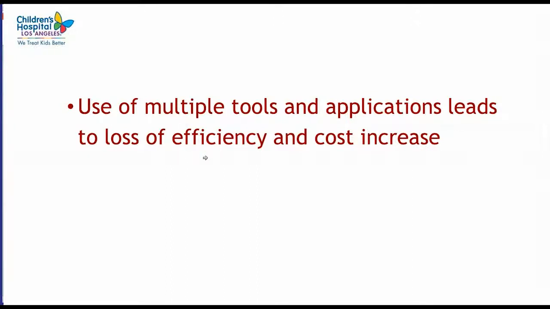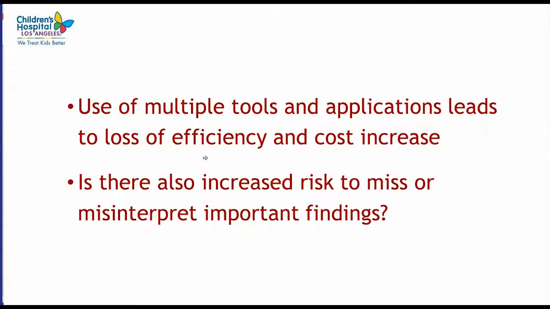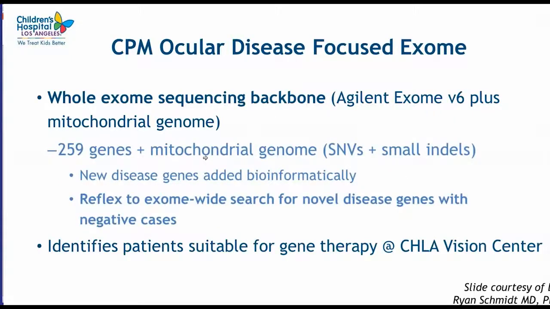But what I also want to illustrate with today's talk is that by doing this disparate, separate review of copy number variants and sequence variants, you may actually miss or misinterpret some important findings in your patient. So to illustrate the second point, I would like to start with some cases that are coming from our ocular disease-focused exome. This is a test that we offer at CPM to make a diagnosis of genetic eye diseases. It's offered on whole exome backbone, but analysis includes 259 genes that are implicated in genetic eye disorders.